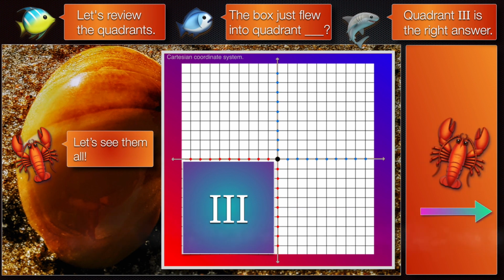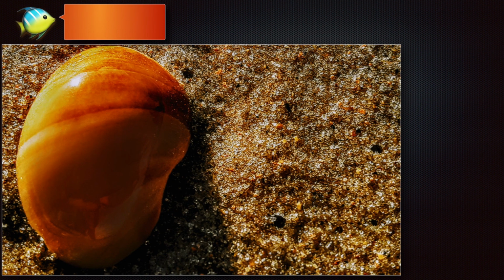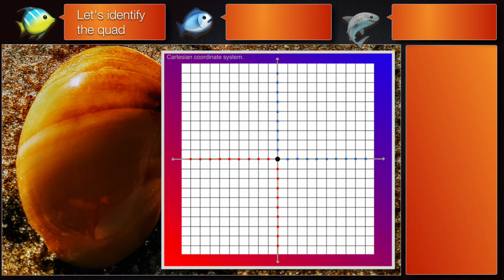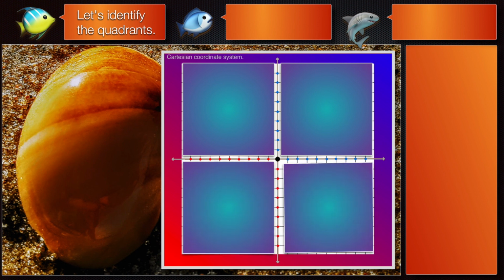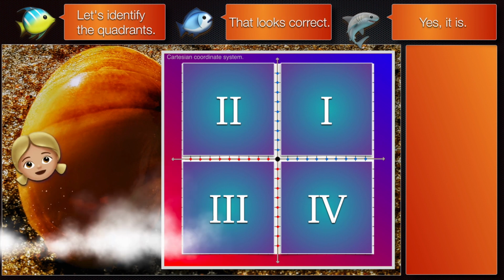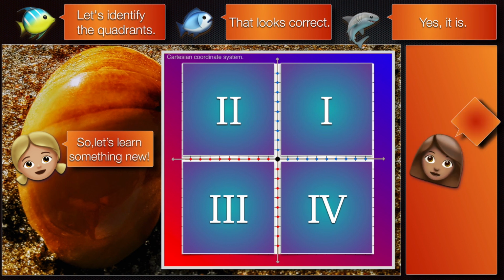So let's see them all. There's quadrant 1, 2, 3, 4. And that does look correct. It is. So let's learn something new now.